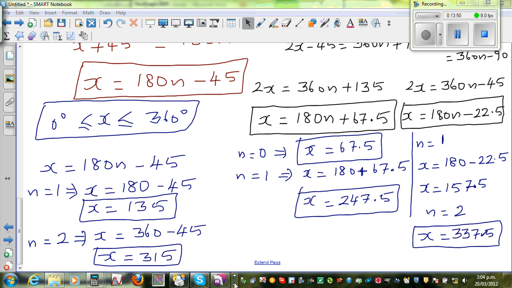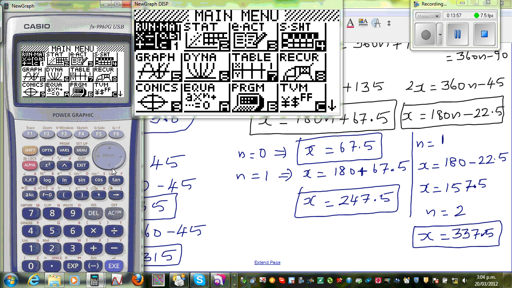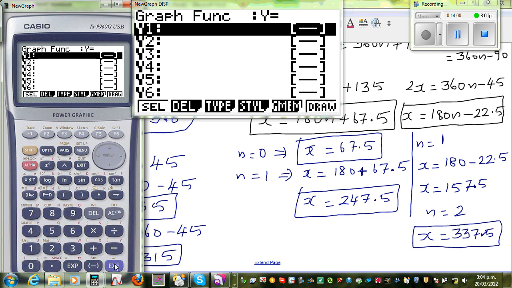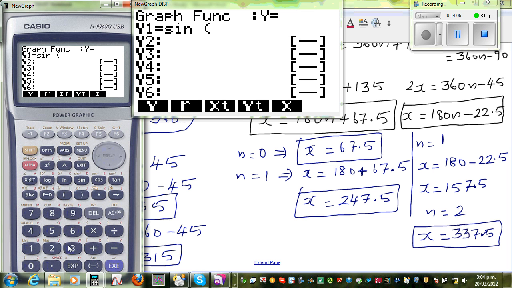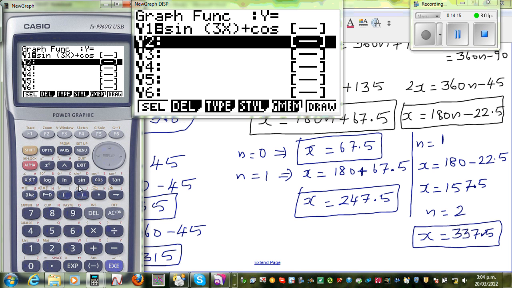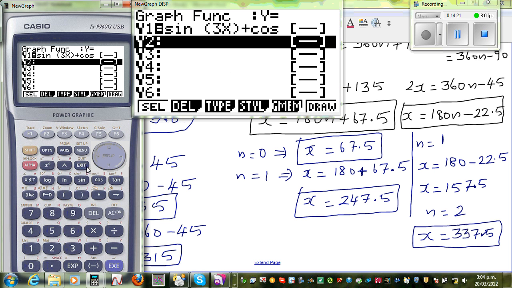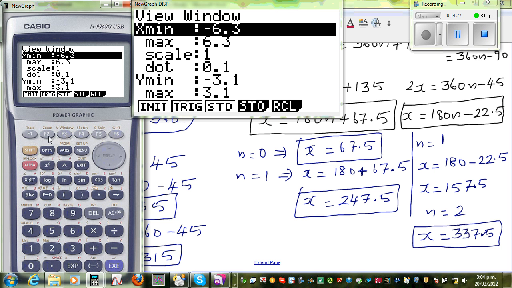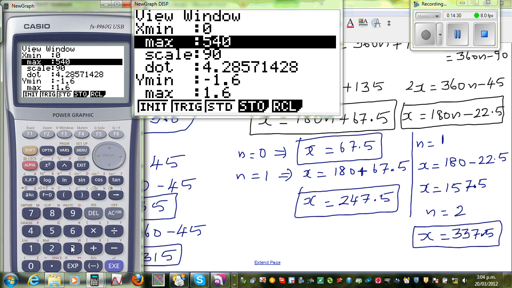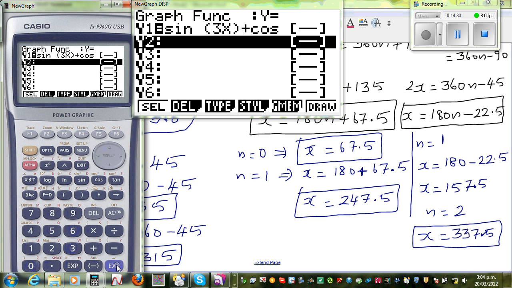Now let us check this on the graphic calculator. First let us go to graph and type the equation: sin 3x plus cos x. I want to change my settings from radians to degrees, as we are working in degrees here. Then I will draw it. Set the trig scale from 0 to 360, pitch of 90.